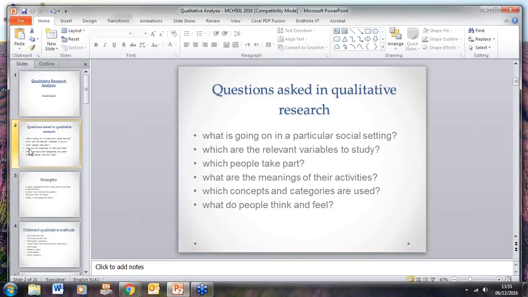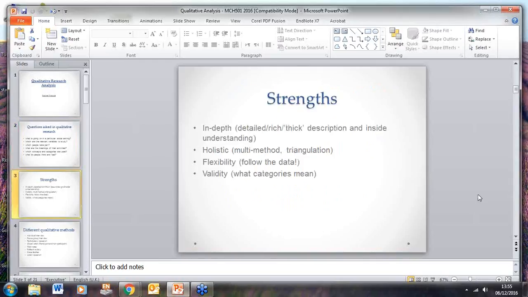So when we're looking at qualitative research, we're trying to answer very epistemological questions. Remember, we use those words. The strength of a piece of qualitative research is that it's far more holistic, far more flexible, and it's in-depth, rich research. It's trying to develop a real insight into the meaning of how people feel or think or react to a certain scenario.